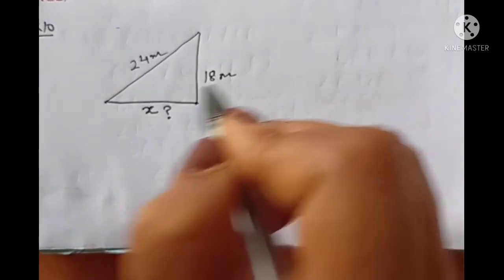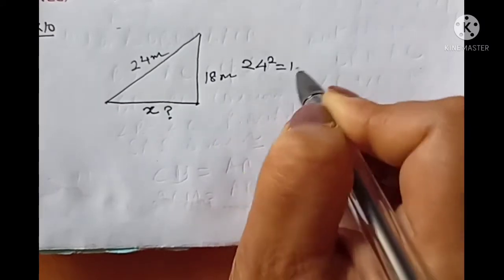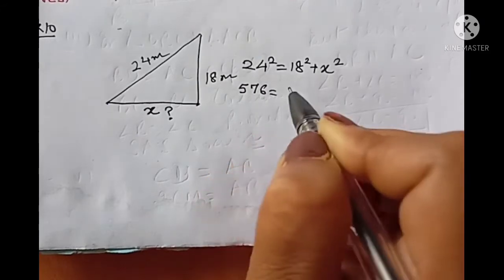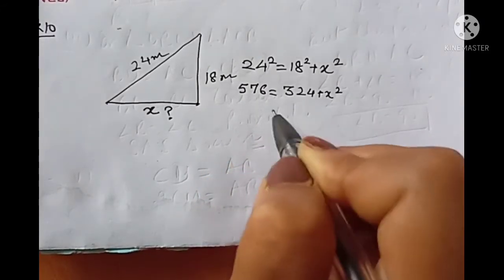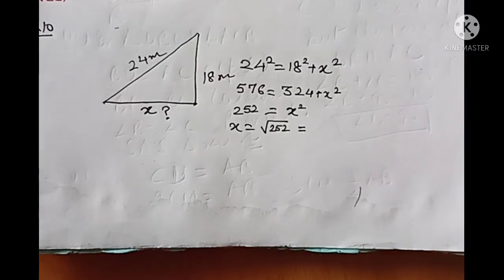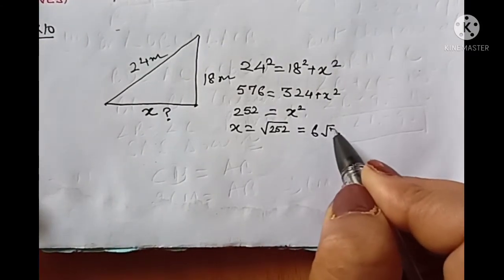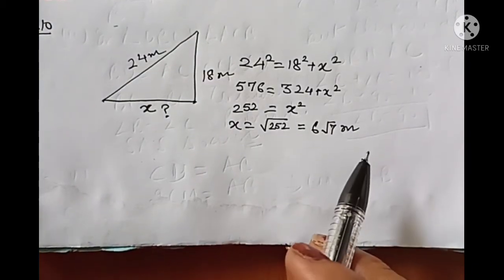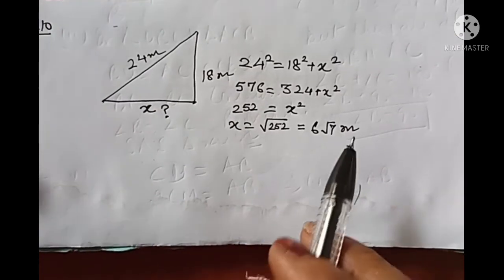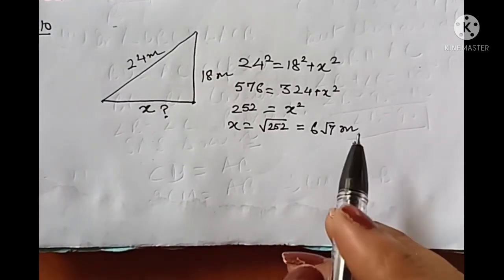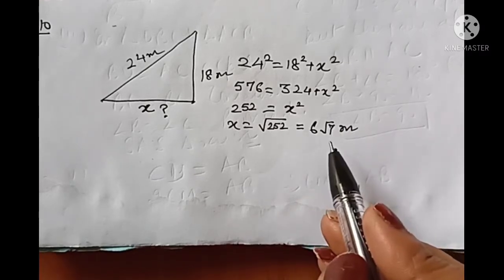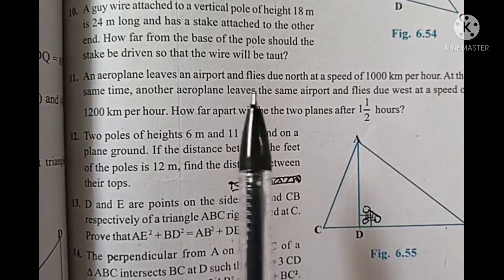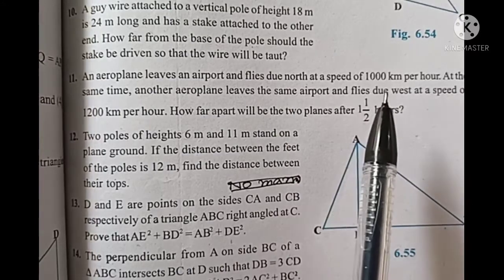So clearly you will apply Pythagoras theorem and you get 24 square is equal to 18 square plus x square. So 576 is equal to 324 plus x square. And you get the value of x as root 252 or 6 root 7 meters. Now whether to bring it to decimals or not will depend upon the option if it is MCQs. And if it's not an MCQ, subjective exam, you may leave your answer here. But if you have time in the exam, you may find the value of root 7 up to at least one decimal place.